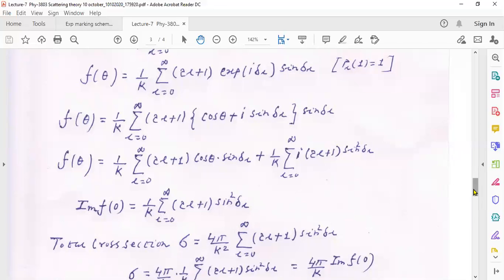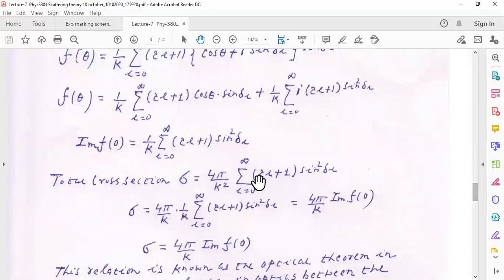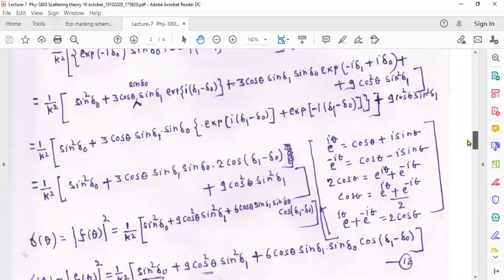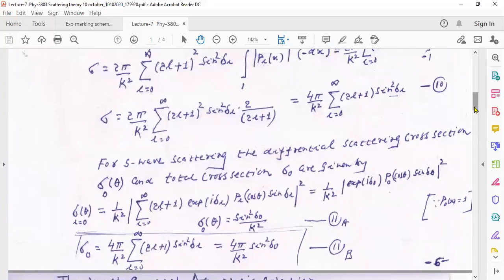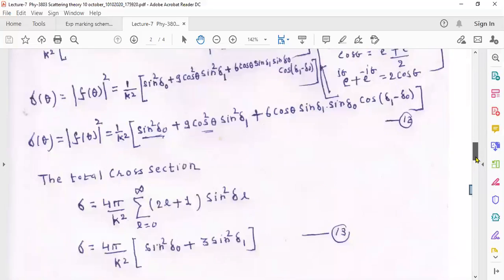The formula we know. The total cross section we have already calculated is 4 pi over k square, and this formula is already mentioned. I am using the same formula. Sorry, this is sigma 0, not sigma. 4 pi over k square, sum over L, 2l plus 1, sin square delta L. This is the total scattering cross section, equation number 10. I'm using the same equation here, so you can see it here.